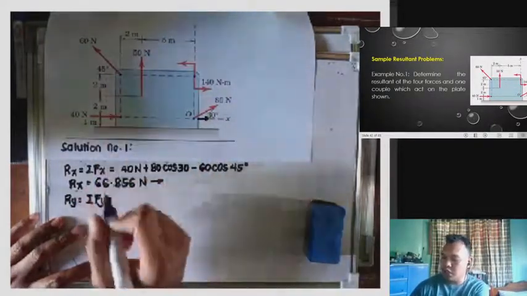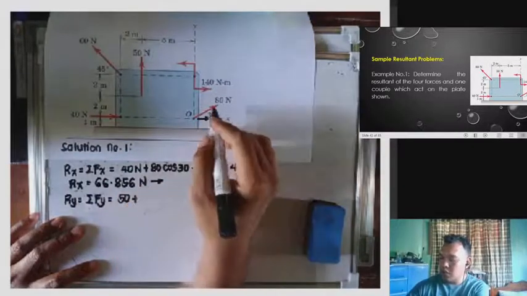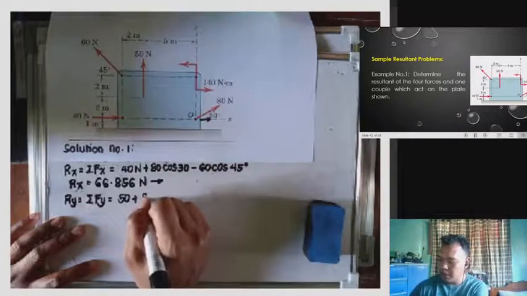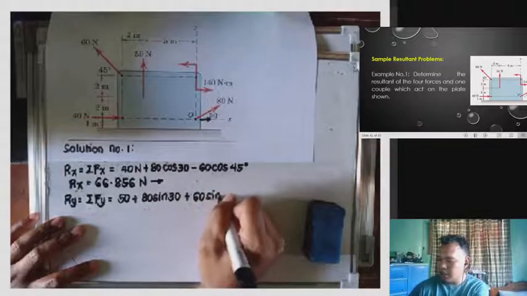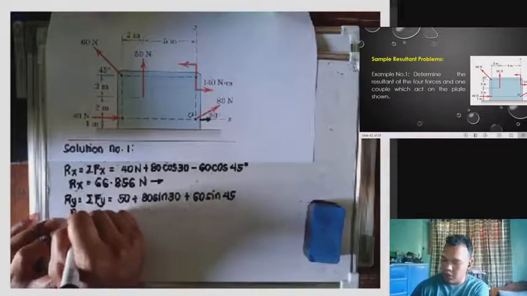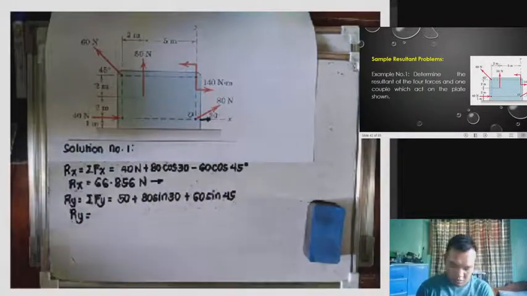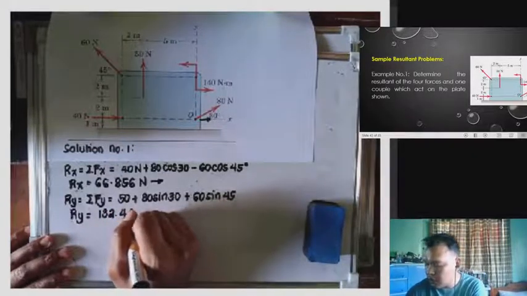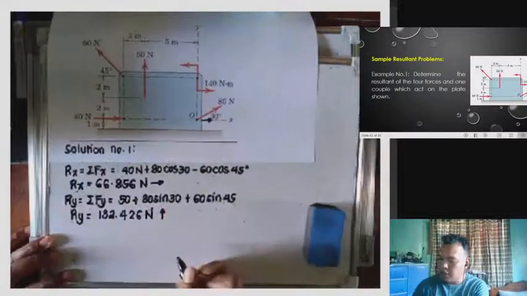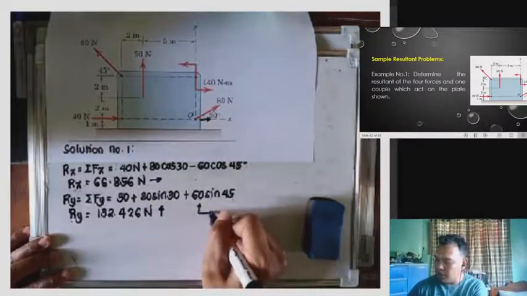Okay? Then, Ry. Ry is summation of forces Y, which is equivalent kay lahat ng forces in Y. So, we have 50 is positive going up plus ito going up and going up din to. So, we have here 80 sine 30 plus 60 sine 45. Therefore, Ry is equivalent kay 50 plus 80 sine 30 plus 60 sine 45. We have here 132.426 Newton going up.